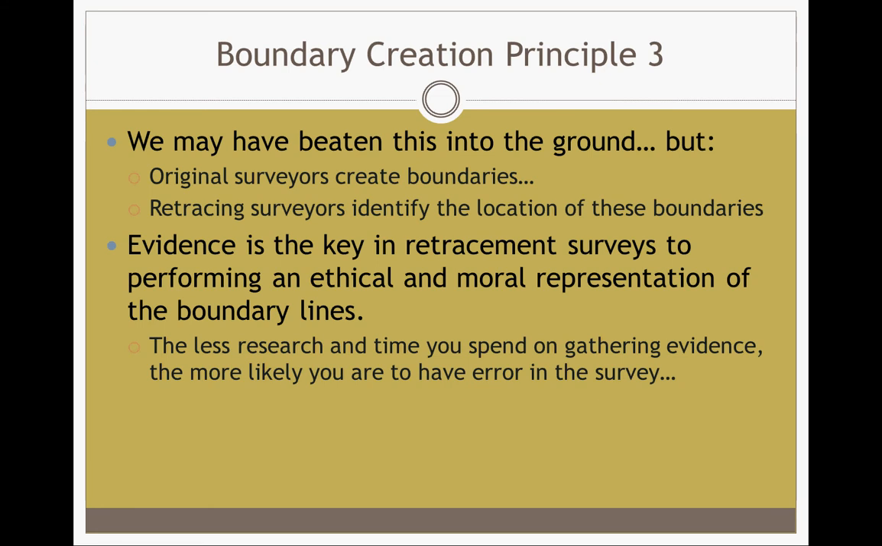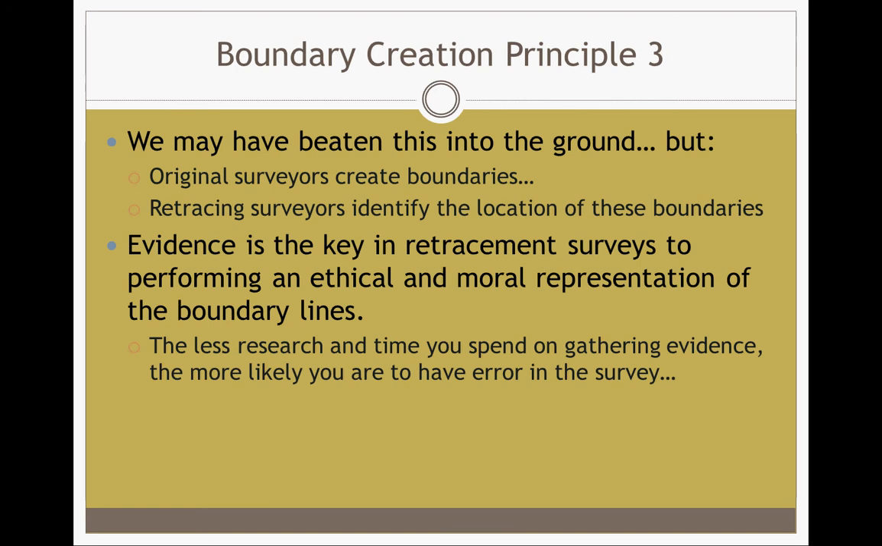Now, boundary principle 3 talks about retracements. We may have beat this into the ground, but once again, I just want to hit this one more time. Original surveyors create boundaries. Retracing surveyors identify the location of these boundaries. And evidence is the key of a retracement survey to perform an ethical and moral representation of the boundary lines. The less research and time you spend on gathering evidence, the more likely you are to have an error of some sort in the survey. Or you may have to go back and fix something that you messed up on the survey.